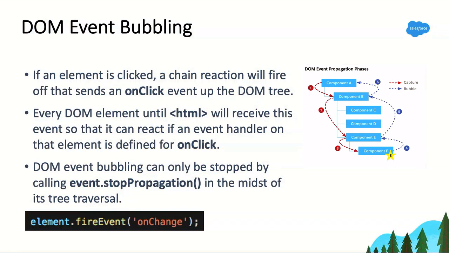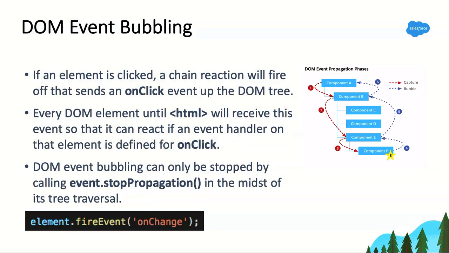You'll see there's a diagram on the far right over here. This diagram explains that if component F at the very bottom is to initiate a browser DOM event, like onClick, every component all the way up to the root element in the page is going to be checked to see if it has an onClick handler.